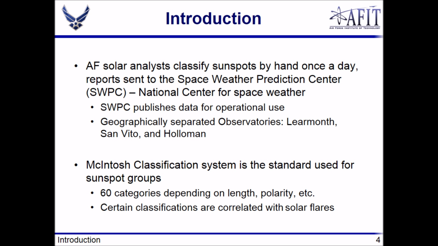The way they classify these sunspots, we use what's called the McIntosh system for classification, and it's a standard that we use across all our observatories. And there are a total of 60 different categories in the McIntosh classification system that all depend on things like sunspot length, or group length, and sunspot polarity. And the reason that we're interested in this is because certain McIntosh classifications are actually correlated with solar flares. So that's the big why do we care.